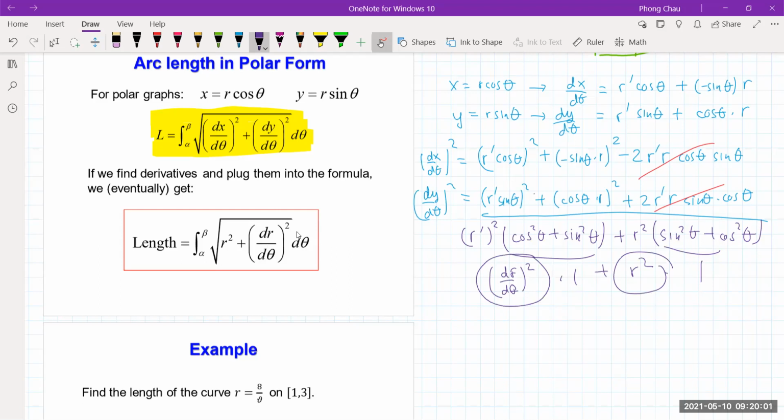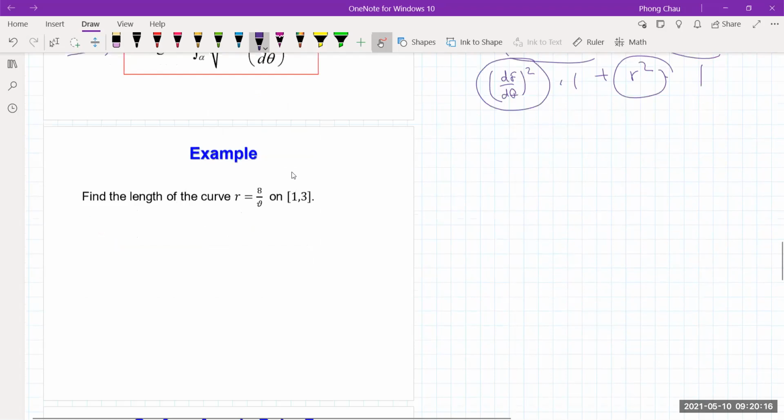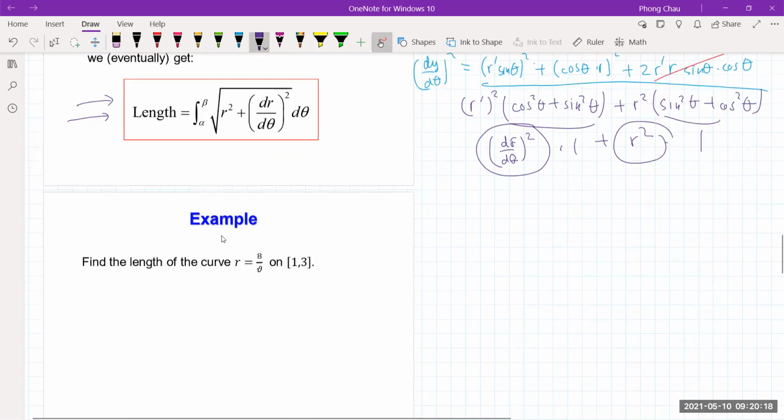All right, so that's how we get the new versions of this formula. And that makes things a lot easier when it comes to integrating or setting up, right? So look at the example here. Find the length of the curve r equals 8 over theta on the interval from 1 to 3.